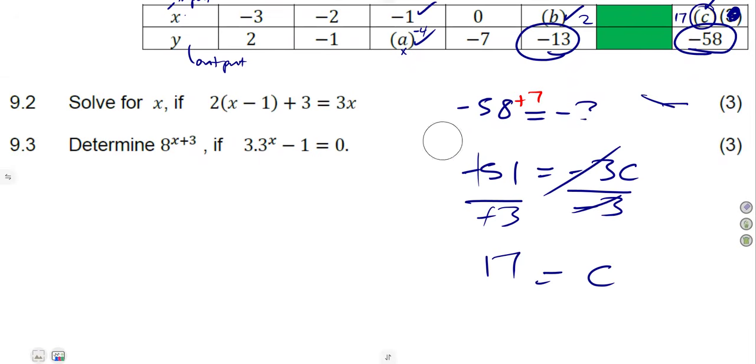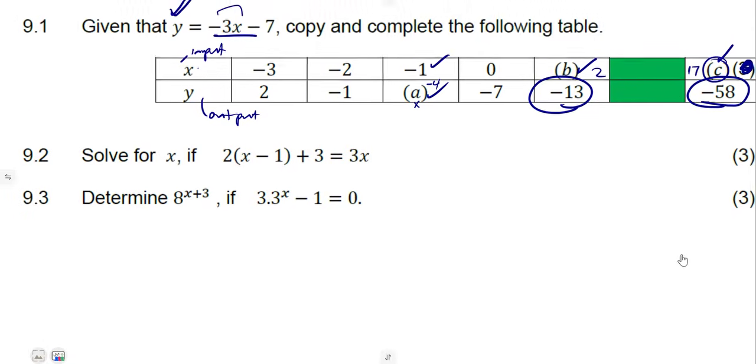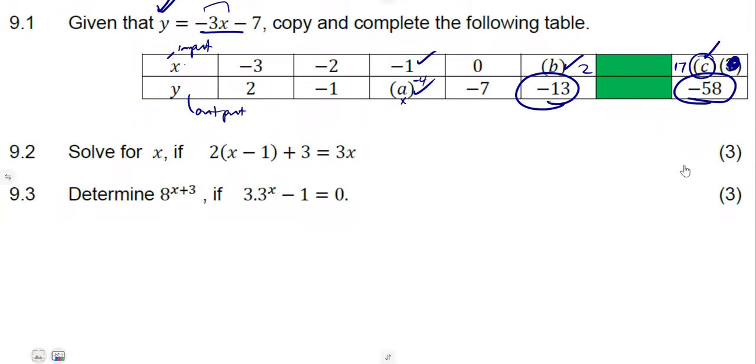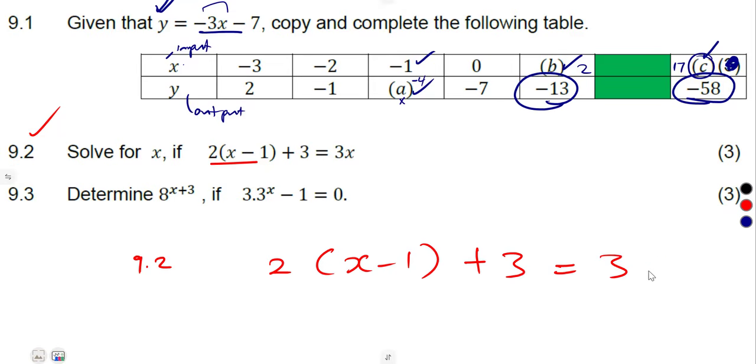All right, so that is it, guys. As we can see, it was just something a little bit direct. All right, on question 9.2, we're given to solve this equation. All right, that's a linear equation where we just have the brackets to expand: 2 into x minus 1 plus 3 is equal to 3x.